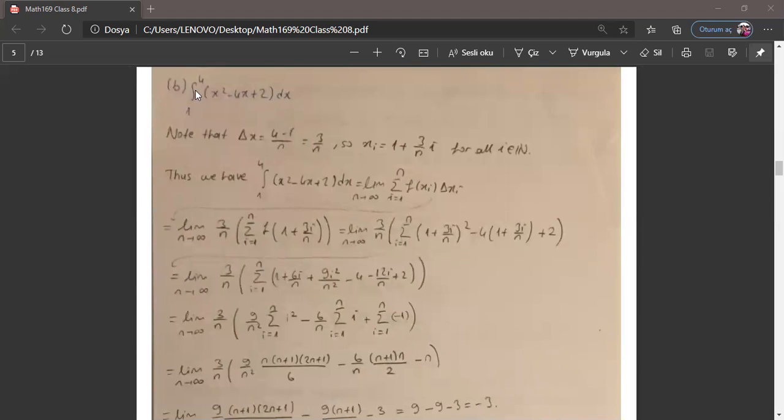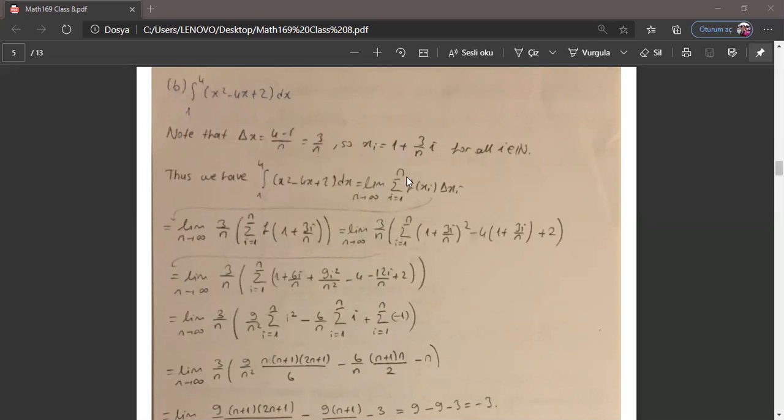So now we are given this integral. Again, what's the interval we're given? It's between 1 and 4. So here we have 3 over n, so each subinterval should be of length 3 over n. Now x_i is equal to 1 plus, because why do we have 1 here? Because the interval starts with 1. So here we have x sub i.